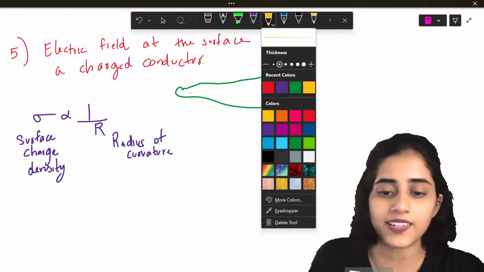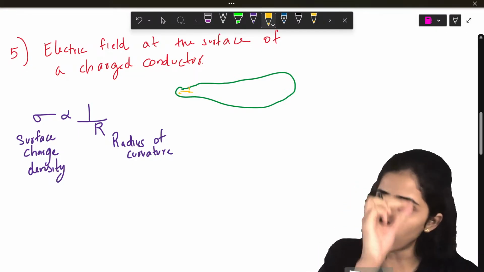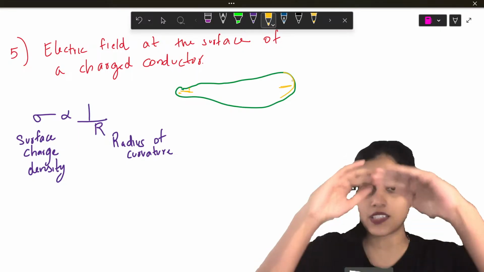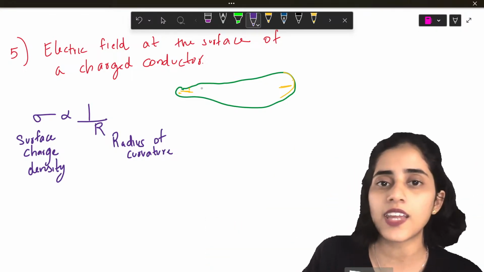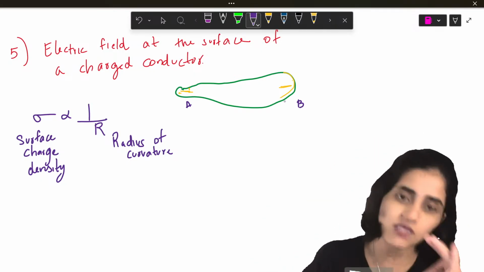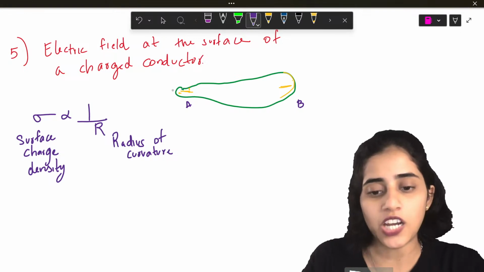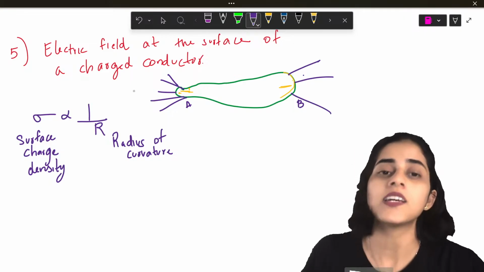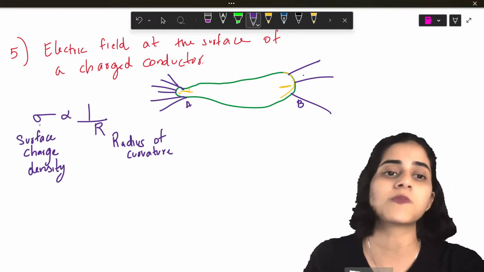So let's say there are field lines. Now if you have a charge here, this is the radius of curvature. So it's a small radius, this is a big radius. What is radius of curvature? If it's a spherical surface, it is the radius of the spherical surface. Here, if I take this as A and this as B, obviously B has a bigger radius of curvature, A has a smaller radius of curvature. If I have a charge here, I'll have some electric field lines here. Here also I have some electric field lines, but they would be stronger at A and weaker at B. Why? Because of this particular relationship.